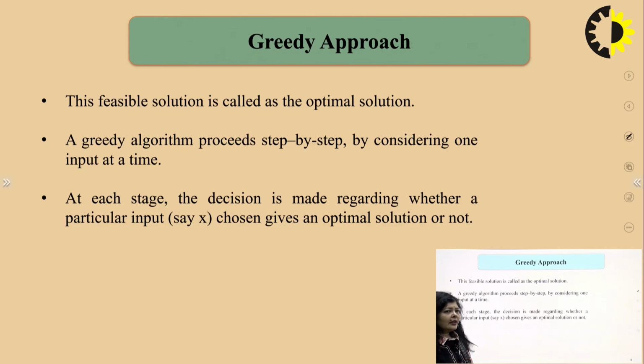Now, a greedy algorithm proceeds step by step, and it considers one input at a given time. At each stage, a decision is made regarding whether a particular input should be chosen, and if we choose this specific input, say the ith input out of all the input sets, whether it gives us an optimal solution or not.